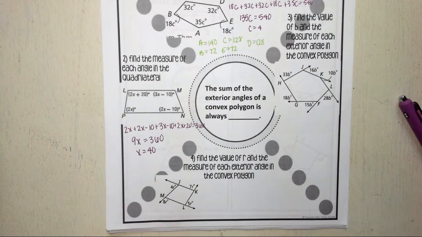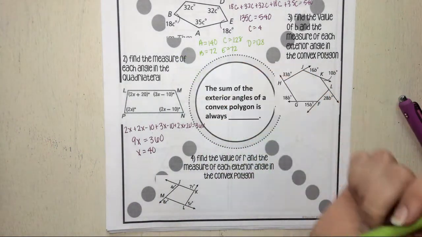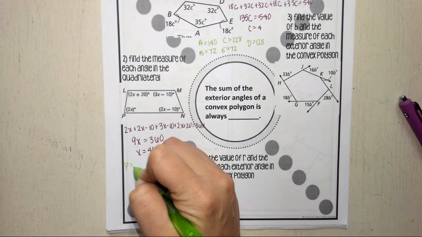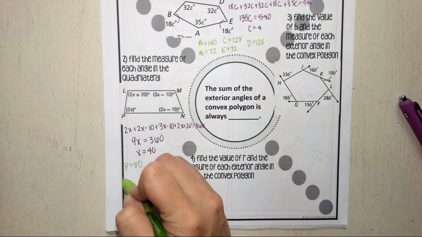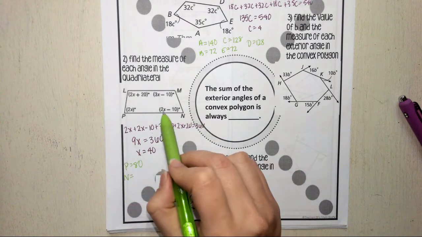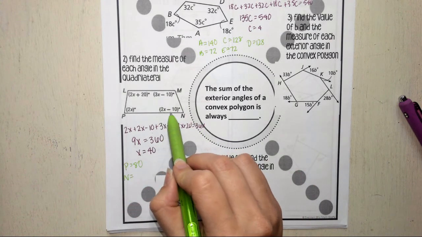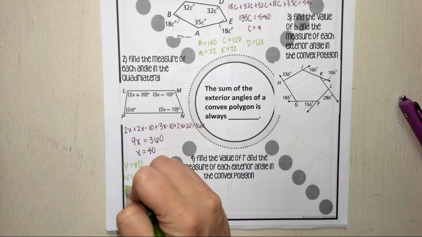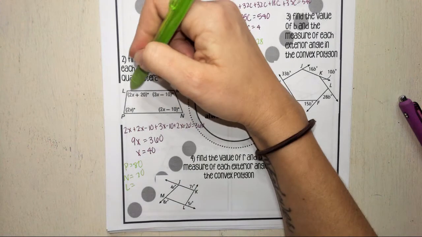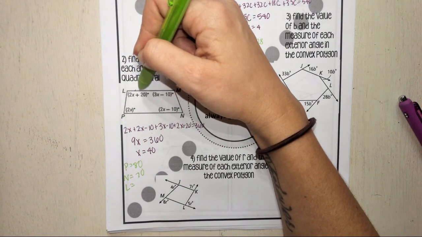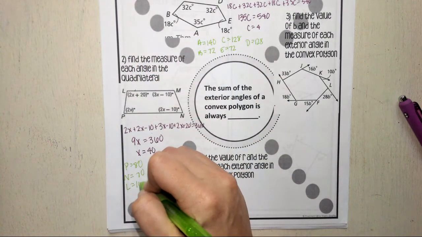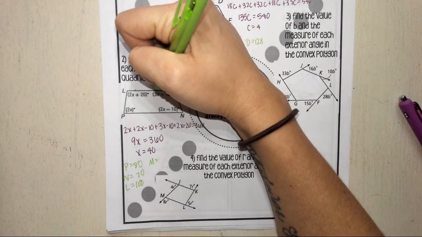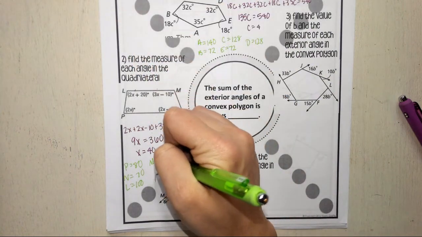So now from here, we just plug in because it's just to find the measure of each angle, not just find x. So P would be 2 times 40, which is 80. N would be 2 times 40, which is 80, minus 10. 80 minus 10 is 70. L is 2 times 40, which is 80, plus 20, which is 100. And M, 3 times 40, which is 120, minus 10 is 110.